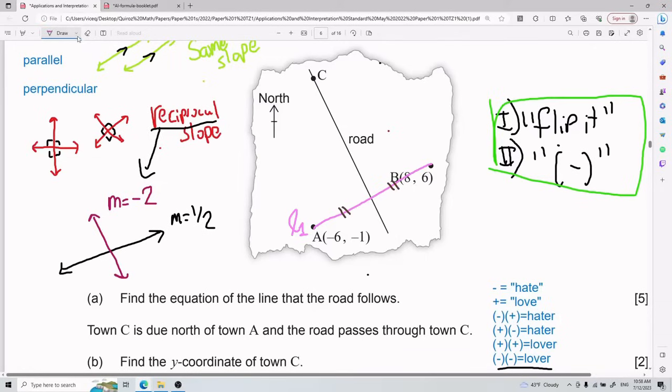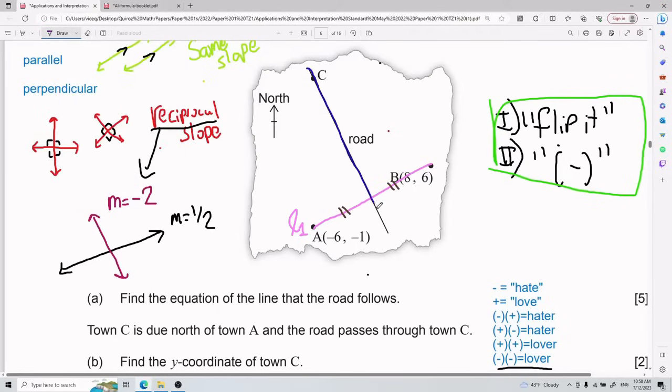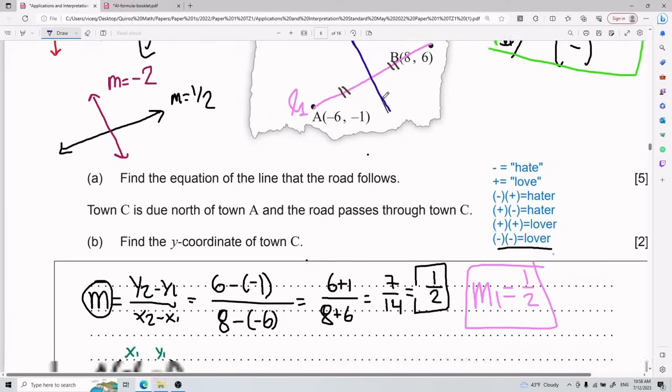So what does that tell me about line 2, which is going to be in blue? Okay, what does that tell me about line 2? The road. See, road is going to be L2. What does that tell me about the slope of L2?